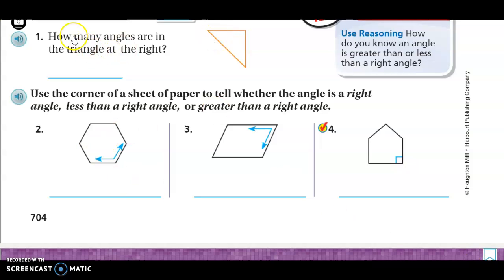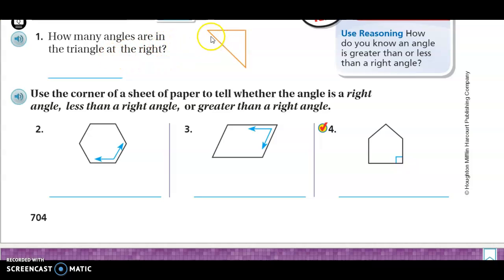All right, so how many angles? If we're looking at the bottom of page 704, how many angles are in this triangle? They're asking you just how many angles. They're not asking you how many acute, how many obtuse, or how many right there are. They just want to know how many angles. So go ahead and take a moment, think about that.